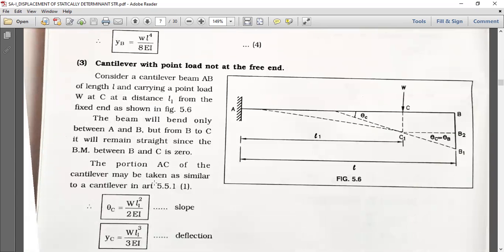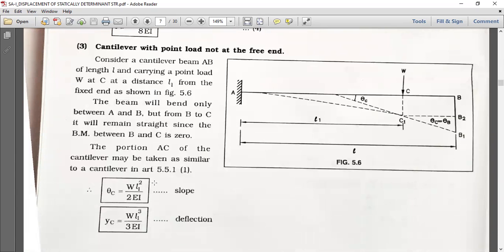Now, another example, cantilever with point load not at the free end. We can discuss it in the next lecture.